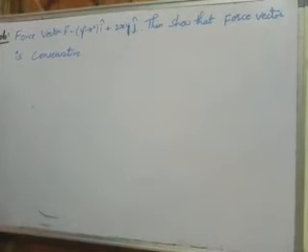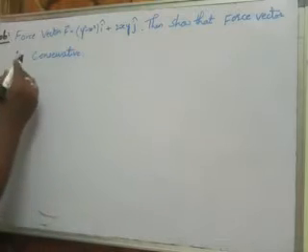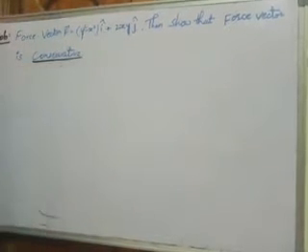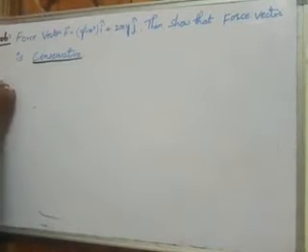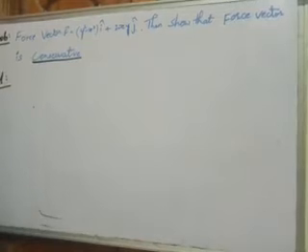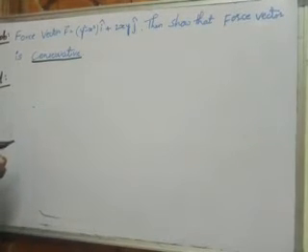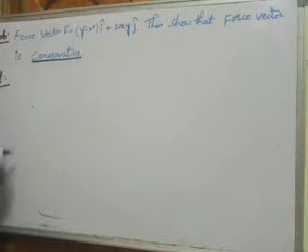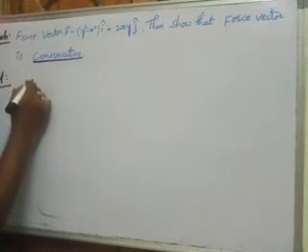So our next problem is: force vector F bar equals y square minus x square i cap plus 2xy j cap. Then show that the force vector is conservative. For this, the solution is, first we have to take the curl of the given vector. So how can we write the curl of a given vector?